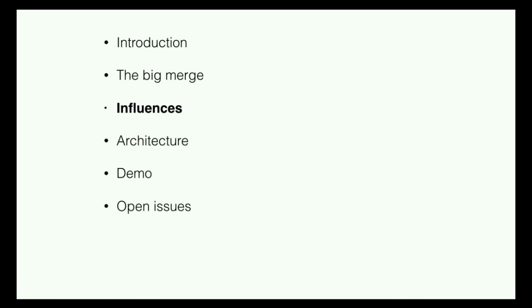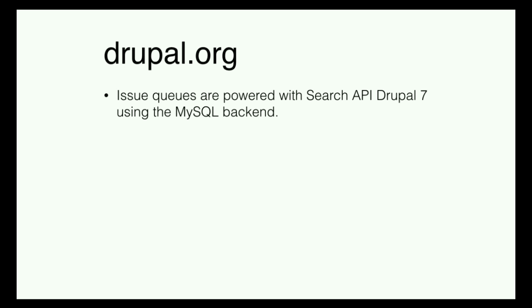So, some influences, because Search API is a quite mature module, especially for Drupal 7, and we had a lot of help. One of those things that influenced us heavily is Drupal.org. The Drupal.org issue queues are powered by Search API. It's a Drupal 7, and it's using the MySQL backend. So that means that we had the opportunity to work with a data set and a scale that doesn't fit on my computer. It's a big data set. It means that the MySQL backend got more stable, got more reliable, got extra tests, and got a lot of optimizations to be faster because we all like Drupal.org to be fast.